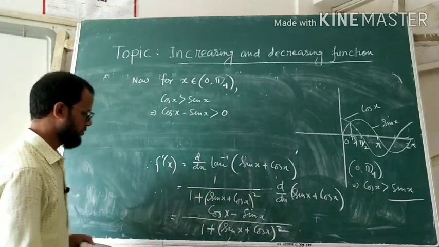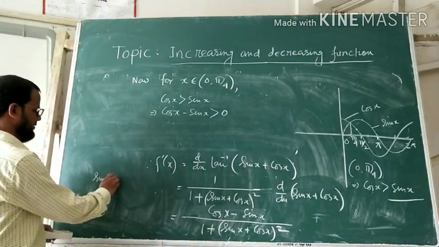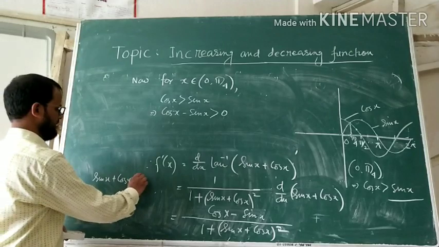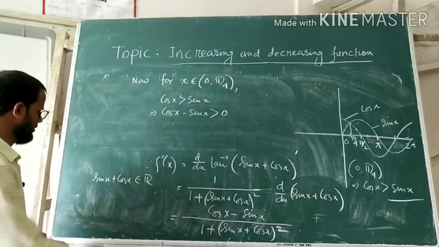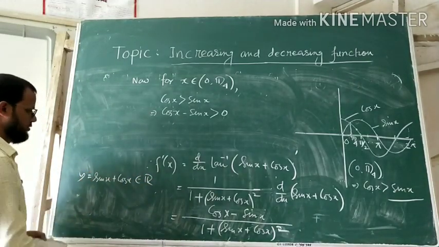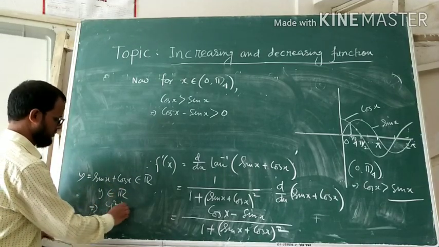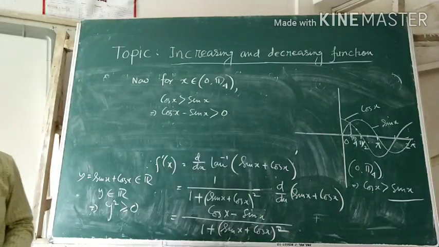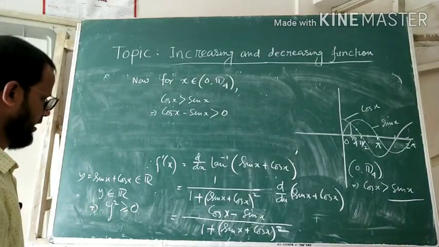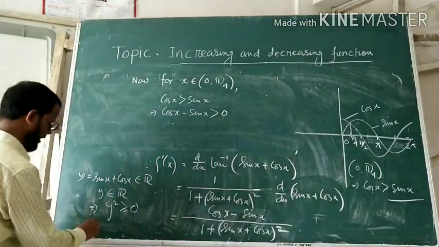Okay. Consider sin x plus cos x, which belongs to R. These are real numbers. If you consider this as Y, then Y belongs to R. If you square it, Y square is always greater than or equal to 0. We know that the square of a real number cannot be negative. And if you add 1, what will happen?